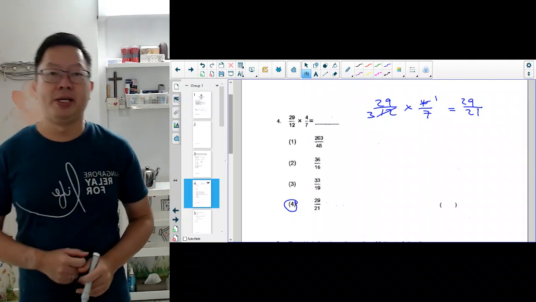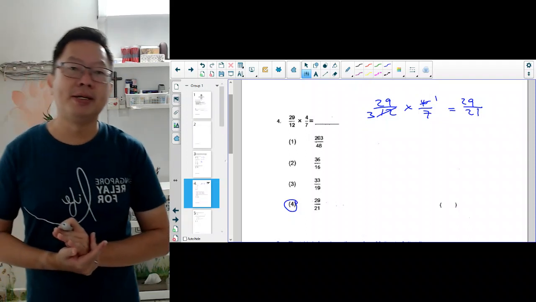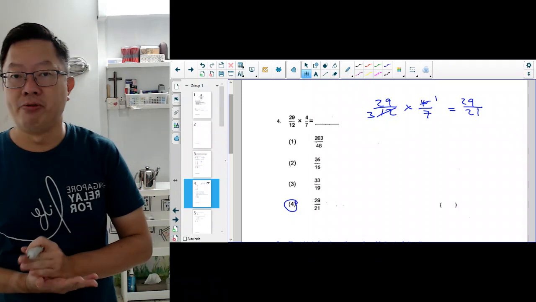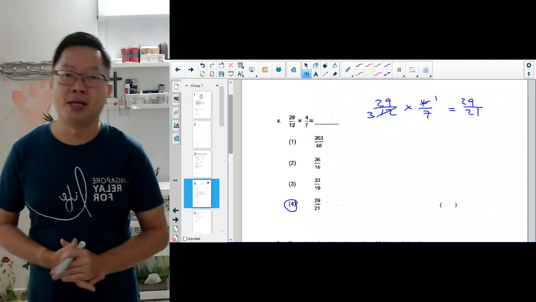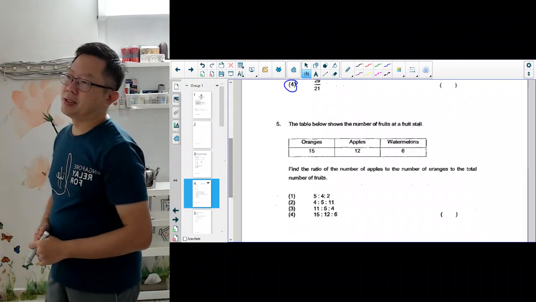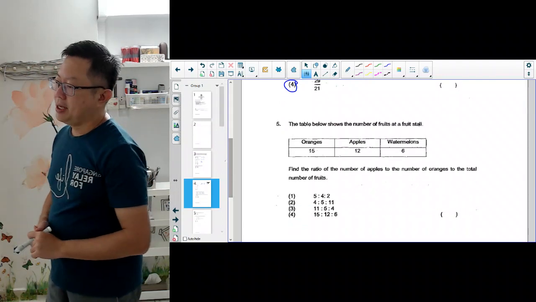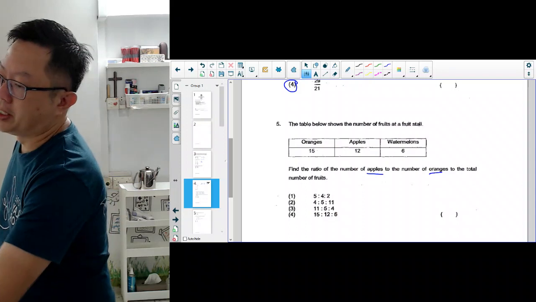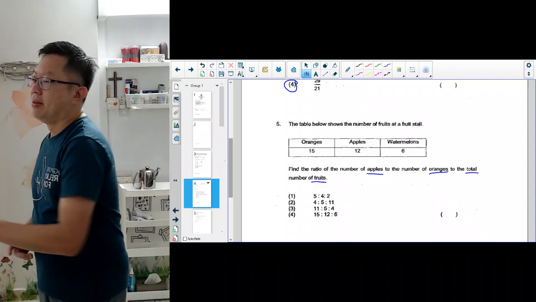Alright, so the shortcut over here is to learn to cancel, because if you don't cancel, then you will have to work with very big numbers, and that will take a longer time. Alright, next one, question number 5. The table shows the fruits at the fruit store, and we need to find the ratio of the apples to the oranges to the total fruits. So what's the lesson?